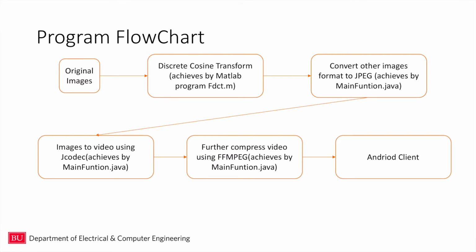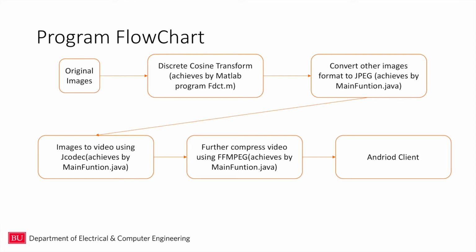This is the basic program flowchart. First, we have the original image, then we put it under a DCT, which is discrete cosine transform. This is achieved by a MATLAB program, fdct.m. Then we convert these images formats to JPEG formats, which is achieved by a main function .java.